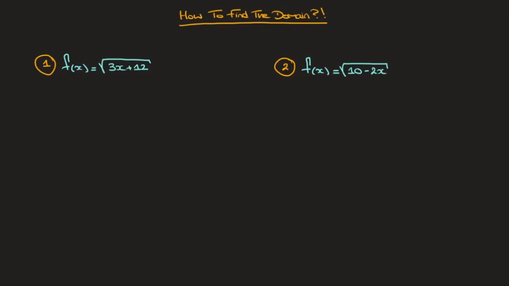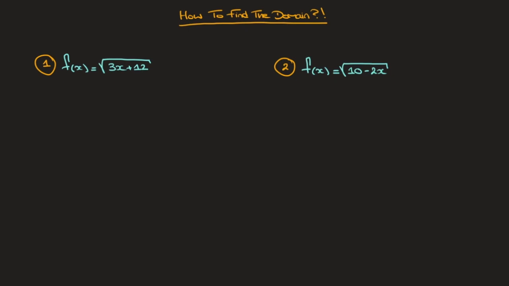In this video on how to find a function's domain, we're going to be learning what to do when the function has a square root. So let's get started. You can see here that we have two functions. The first of which is f of x, which equals the square root of 3x plus 12. And we need to find this function's domain.